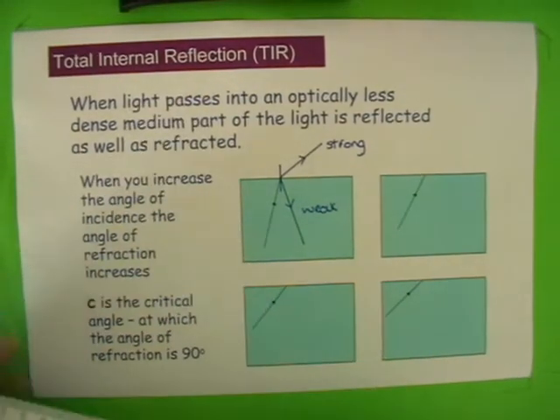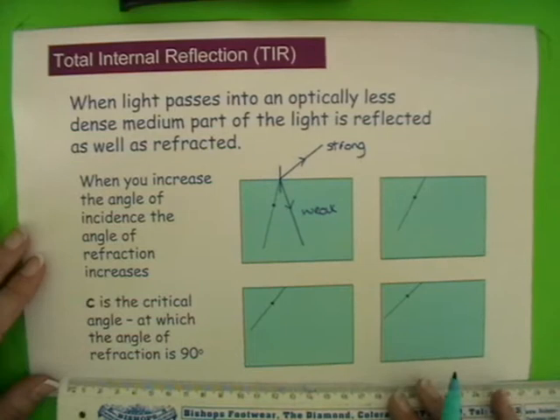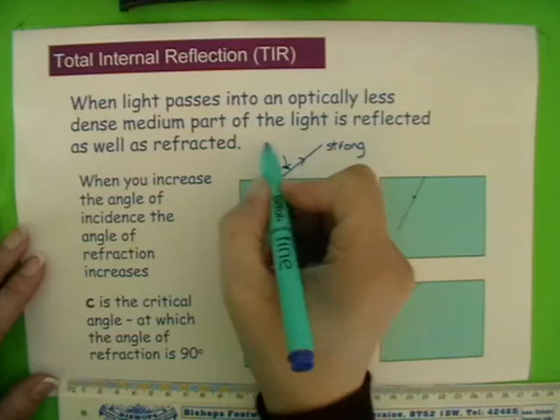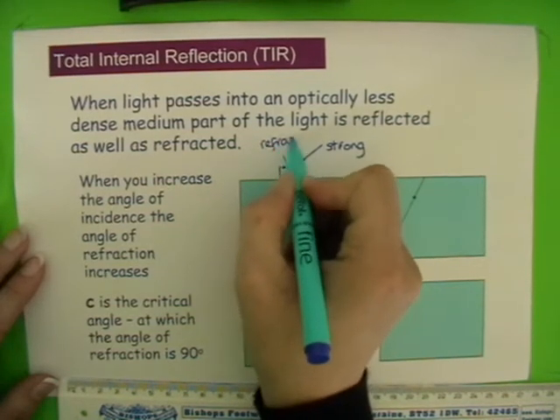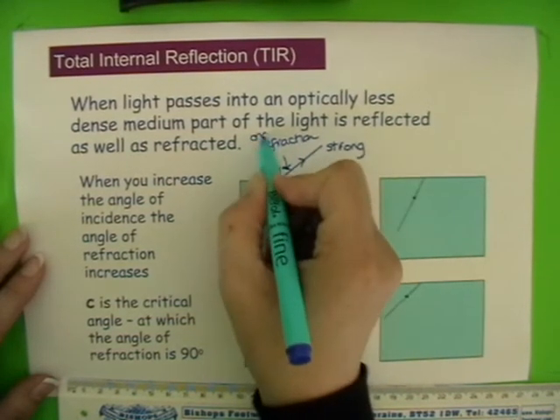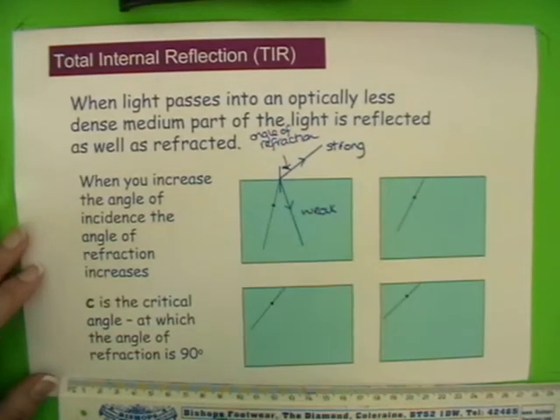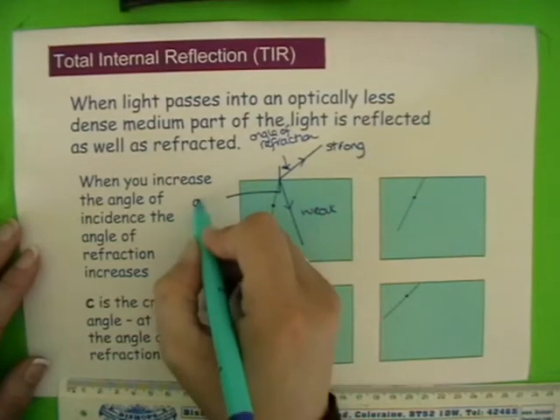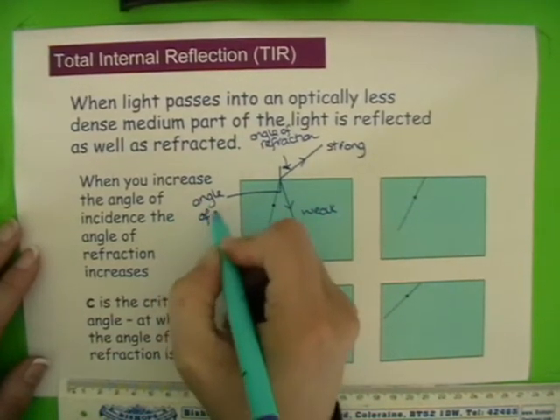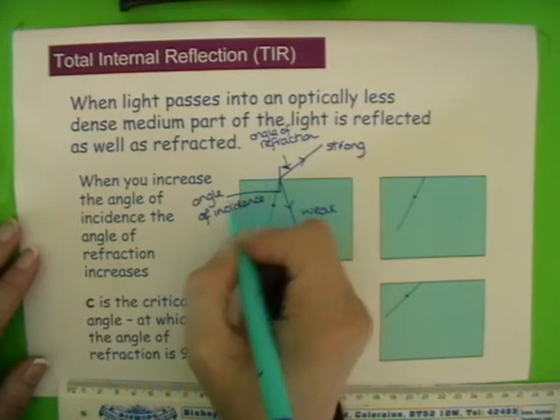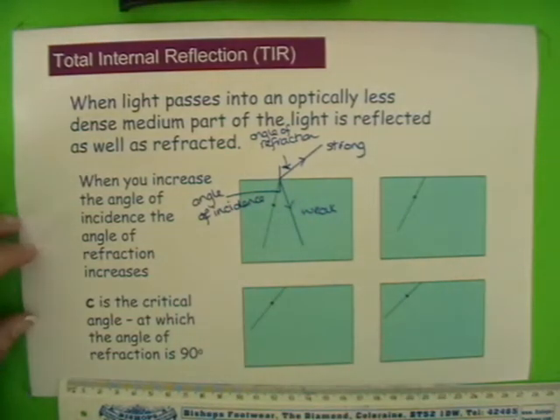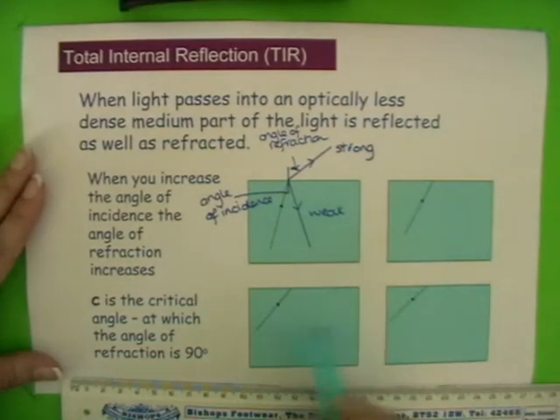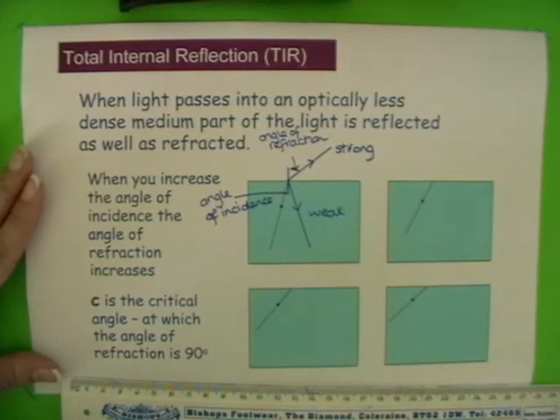And as we change the angle of incidence, the angle of refraction increases. In other words, this is the angle of refraction. So this is our angle of refraction, and as we change the angle of incidence, which is in here, the angle of refraction changes. Now I'm going to draw some diagrams which illustrate that in each of these examples as we gradually change them.